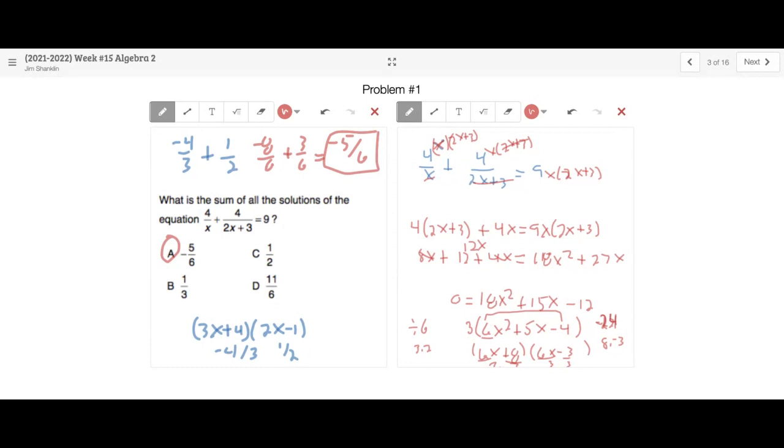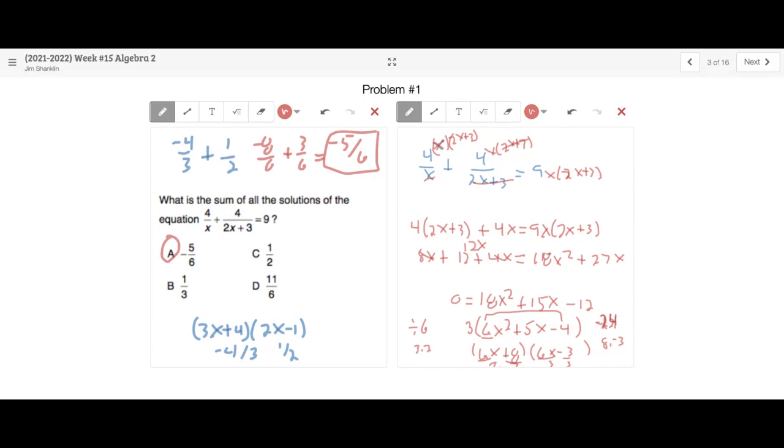I said that this is probably the hardest problem on the practice. If you take a look at it, it's like, man, there's a lot of stuff in there. But all of the stuff we've worked on this year, right? We've worked on factoring, we really didn't work on adding fractions together, but I'm just assuming you guys know how to add fractions together.